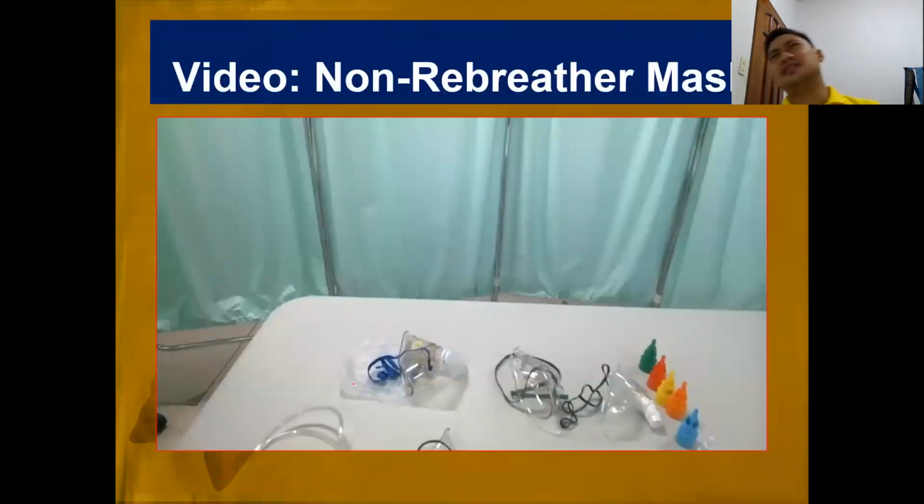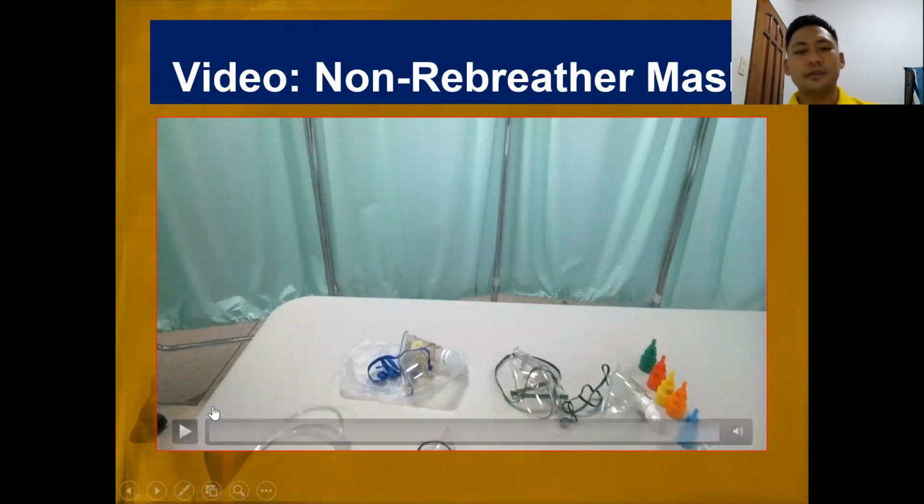And when the patient has a problem with oxygenation, we can also place the patient in a good position. It could be semi-Fowler's position or sitting position. This would allow adequate lung expansion. Okay? So this is an example of a non-rebreather mask.